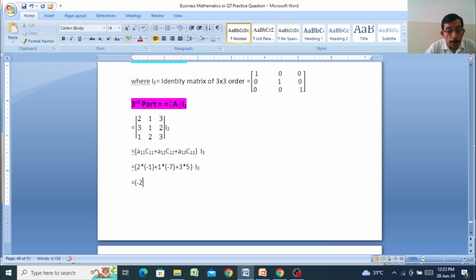1 multiplied by -7 is -7, 3 multiplied by 5 is 15, bracket close. Then next step, minus 9 plus 15 is equal to 6, times I3. This is the third part.